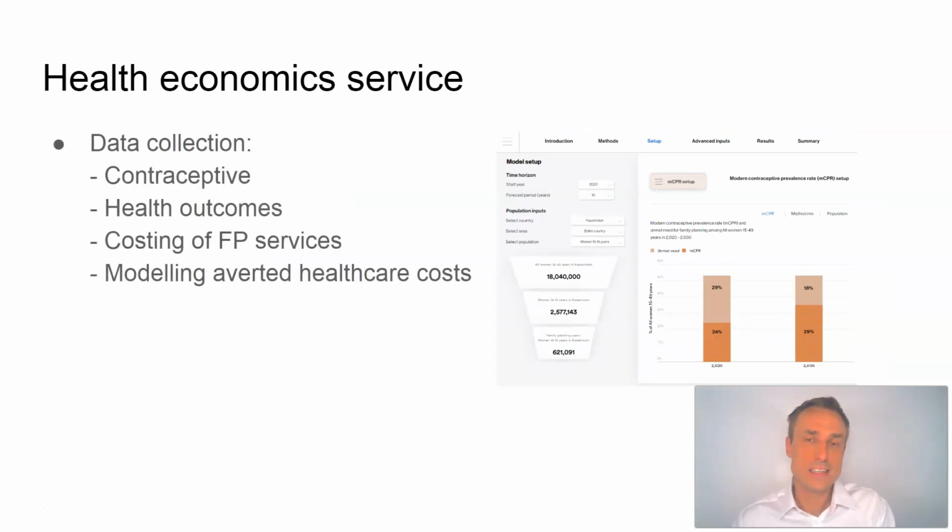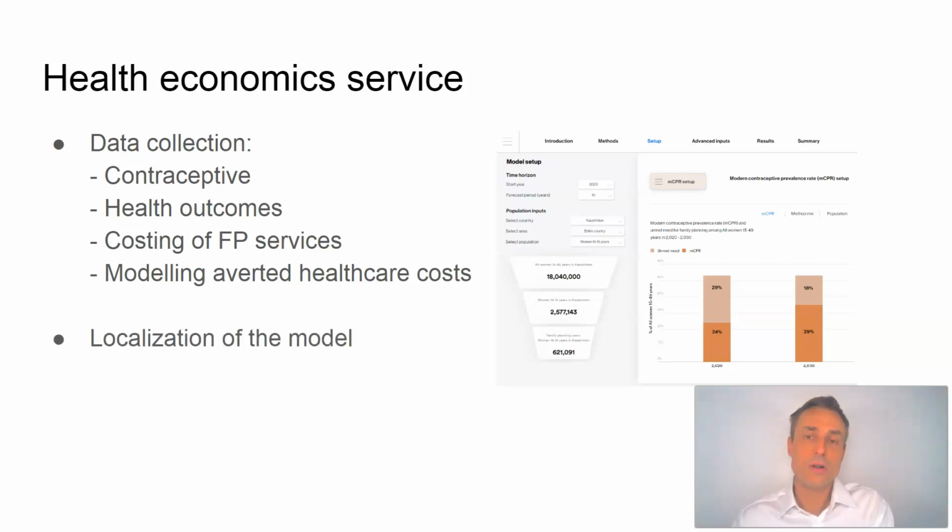So what we offer is a health economic service. We do the data collection that is needed in order for the model to work in your situation. So we collect the data on contraceptives, the contraceptive prevalence rate, the method mix, the policy goals, and so forth. There is also health outcome data that needs to be collected, and costing of the family planning services, so the cost of providing the contraceptives, and also inputs needed for modeling the averted healthcare costs.